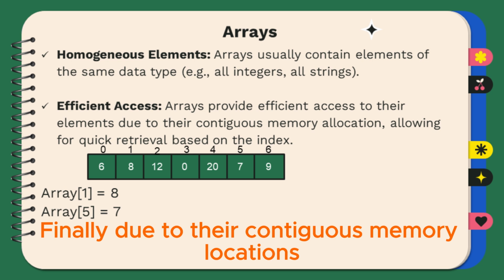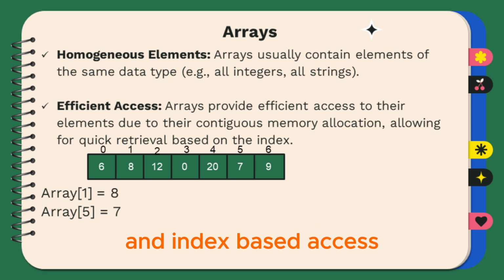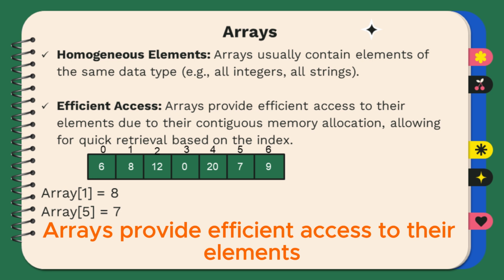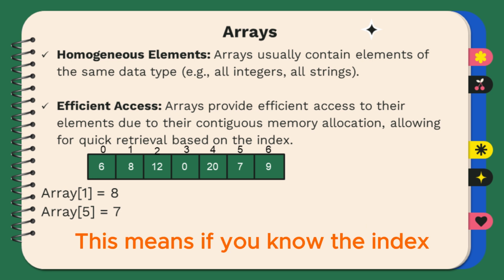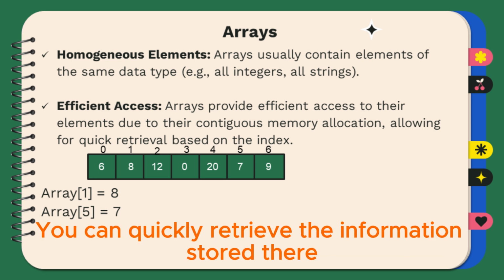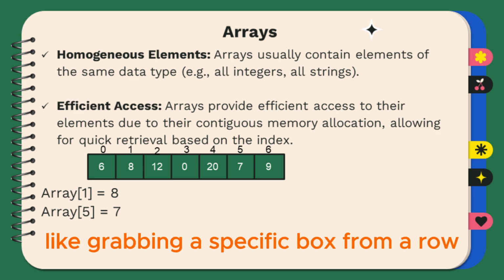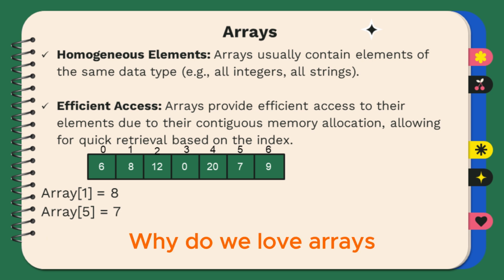Finally, due to their contiguous memory allocation and index-based access, arrays provide efficient access to their elements. This means if you know the index, you can quickly retrieve the information stored there, like grabbing a specific box from a row.